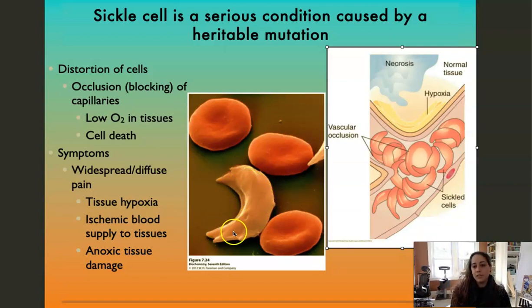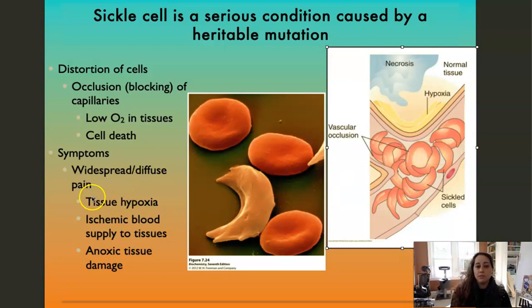And these shapes can also get stuck in the transport vessels of your body, and it could cause an occlusion, which is just basically a buildup where normal blood cells cannot get through to deliver oxygen to the body or to those specific tissues.